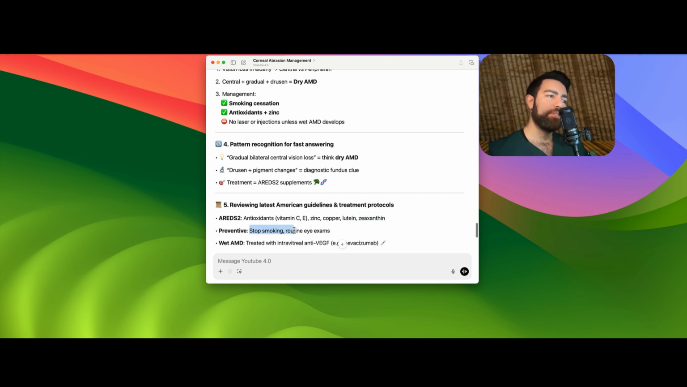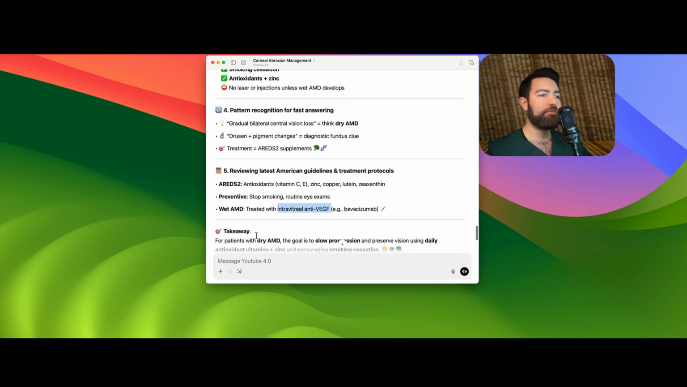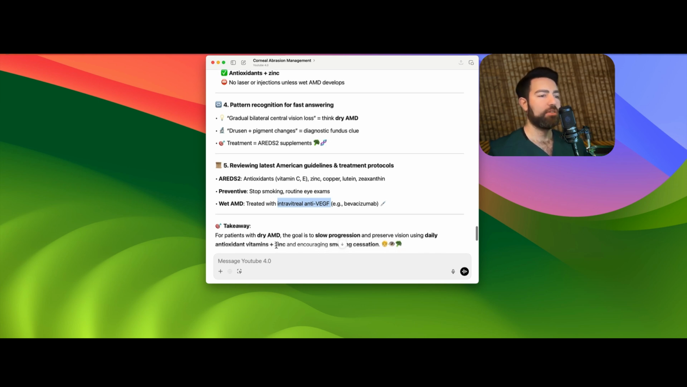And for wet AMD, remember we can use intravitreal anti-VEGF, vascular endothelial growth factor, such as bevacizumab to treat. And for patients with dry AMD, the goal is to slow the progression and preserve vision using daily antioxidant vitamin plus zinc and encouraging smoking cessation.